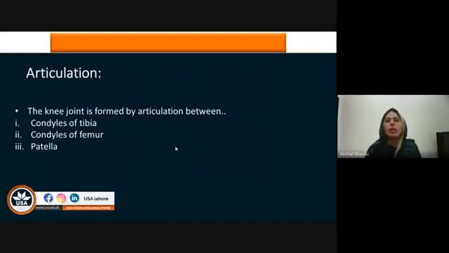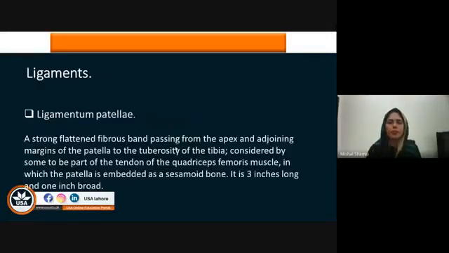Next, we see about the articulation of the joint. The knee joint is basically formed by the articulation between the condyles of the tibia, the condyles of the femur, and the patella. As we studied in the basic introduction, there is articulation between the condyles of tibia, femur, and the patella. Now, we'll move forward toward the ligaments.